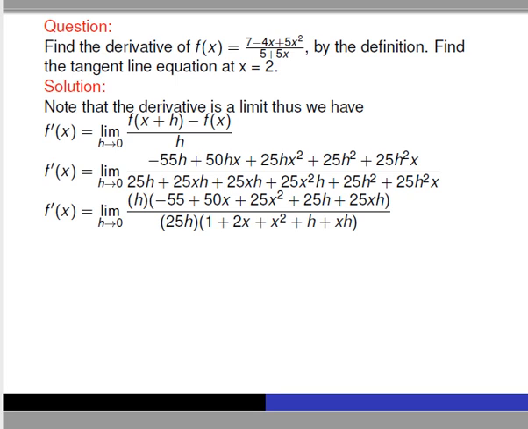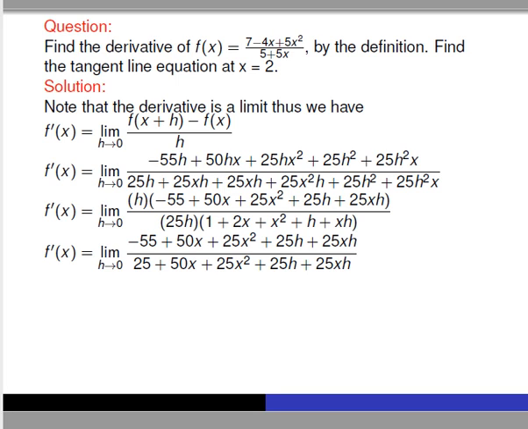1h times minus 55, plus 50 times x, plus 25 times x to the power 2, plus 25 times h, plus 25 times xh over the quantity 25 times h times 1, plus 2 times x, plus x to the power 2, plus 1h, plus xh.